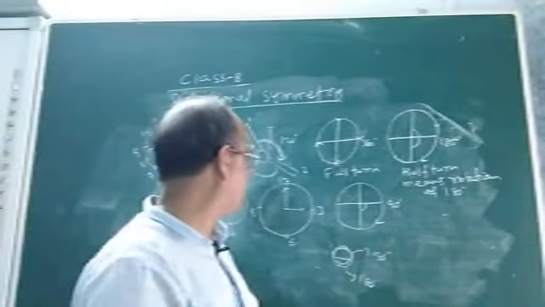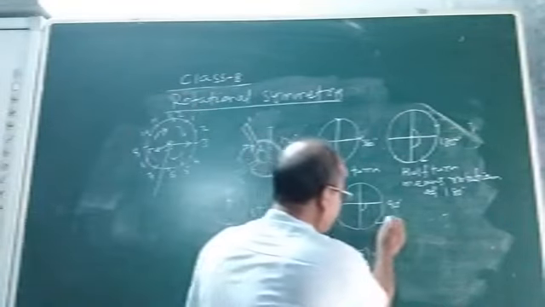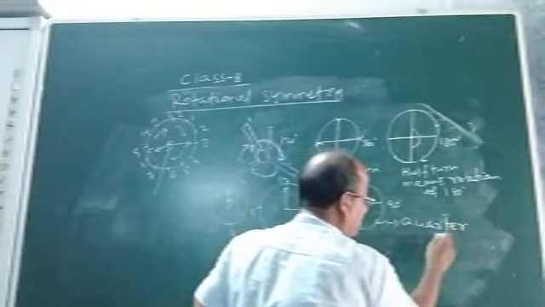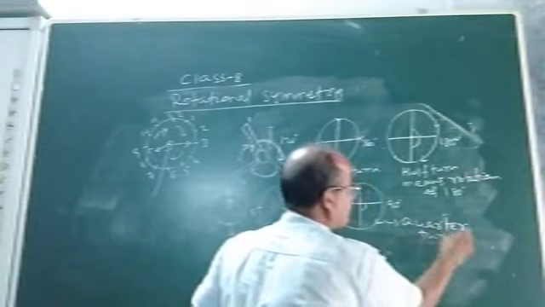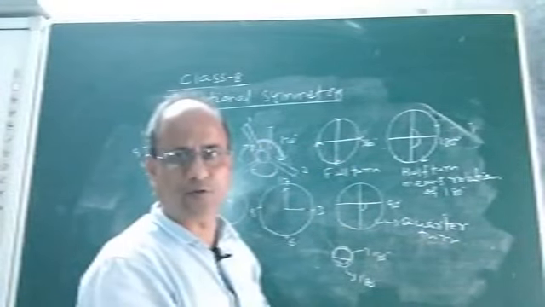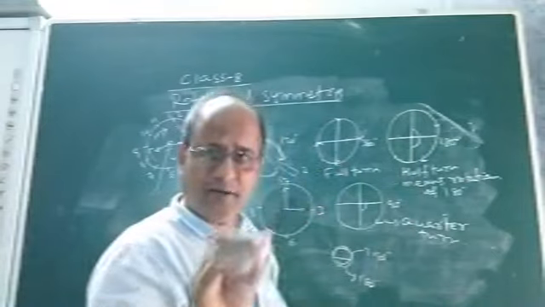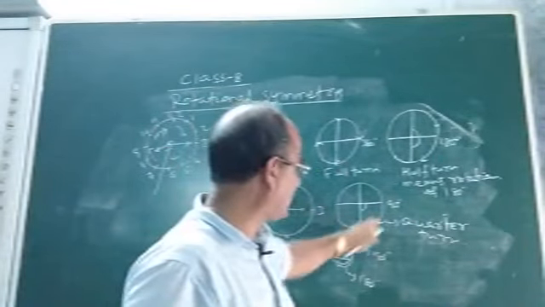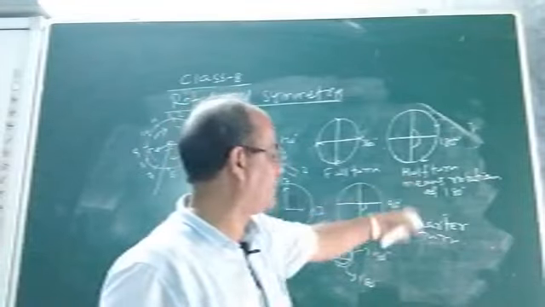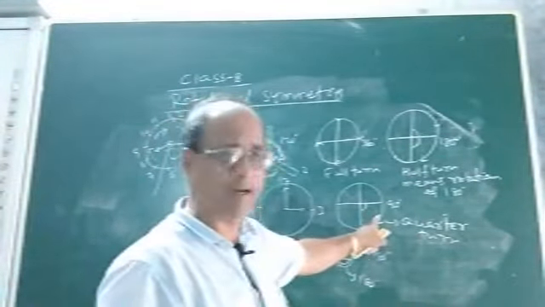Okay. Then quarter turn. Look at the figure. This is a quarter turn. Quarter turn means rotation of how many degrees? 90 degrees. Quarter means 1/4. Each one is a quarter. So this is your quarter turn. Quarter turn means a rotation of 90 degrees.